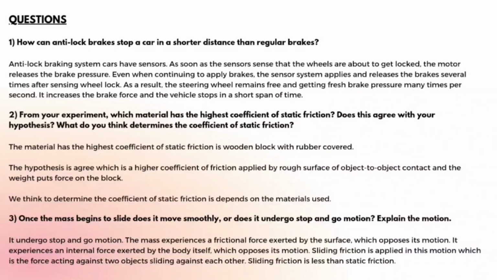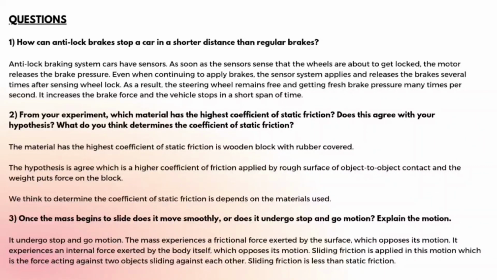Next, the material that has the highest coefficient of static friction is the wooden block with rubber covered. The hypothesis is agreed, which is a higher coefficient of static friction is applied by a rough surface of object-to-object contact. We think the coefficient of static friction depends on the material used.